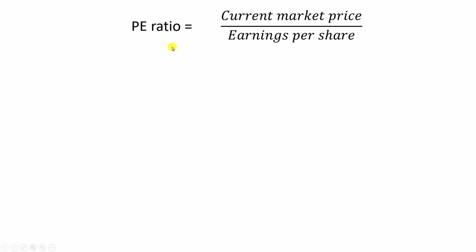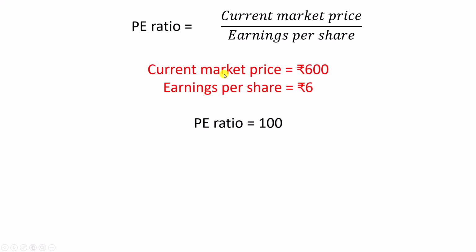Now, let me take an example. Let us say that the current market price of a company is 600 rupees. Meaning, if you want to buy one share of the company right now, you will have to pay 600 rupees. And let us say that the earnings per share of the company is 6 rupees. So 600 divided by 6 gives you 100, which will be the PE ratio of the company.